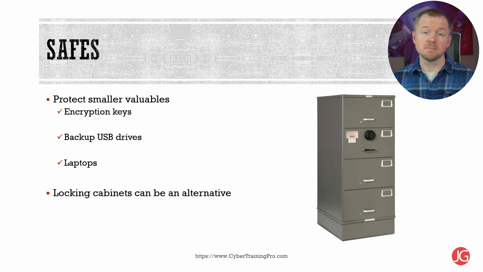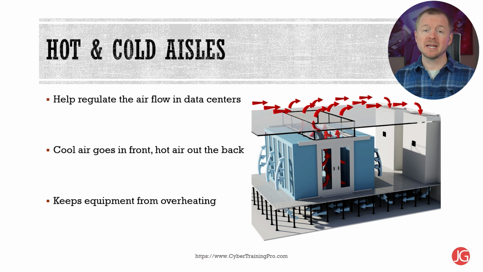Safes can be used to protect smaller valuables like encryption keys, backup USB drives, or laptops while they aren't in use. Alternatively, you might be able to use a locking cabinet for the same purpose. Protecting the airflow in a room can also help keep what's inside of our rooms protected. Have you ever been inside of a data center and wondered why one aisle's hot and one's cold? Well, there's a reason for that. Hot and cold aisles help to regulate the airflow and cooling in a data center full of server cabinets.